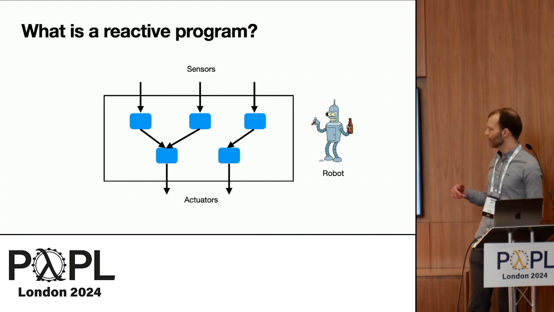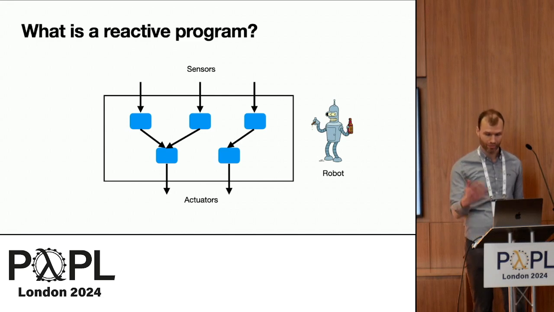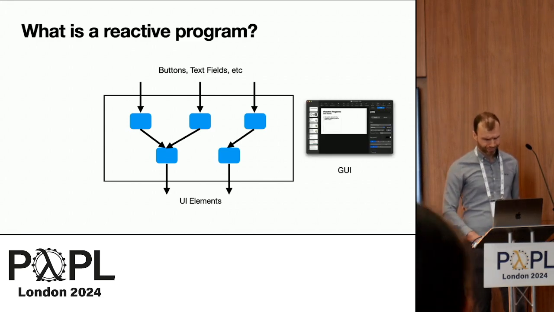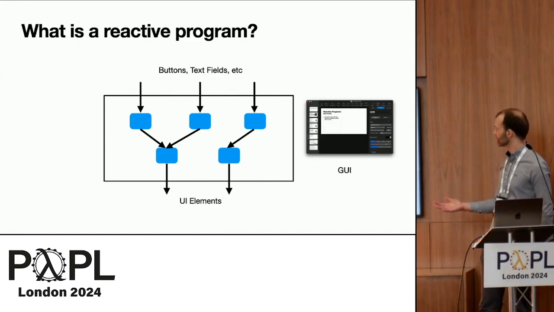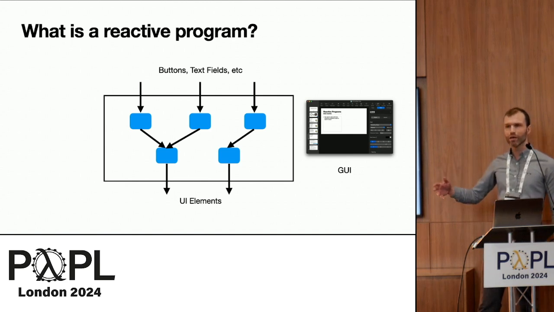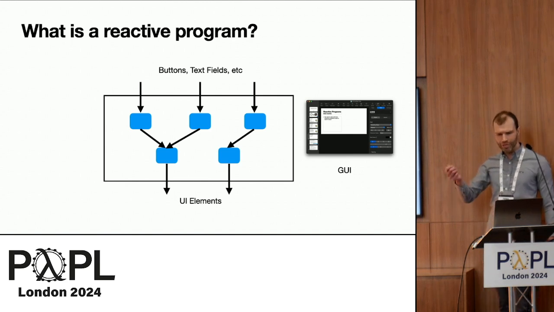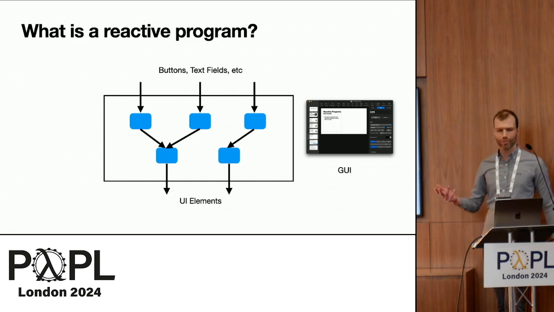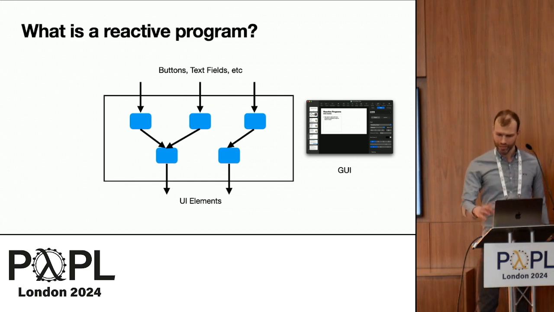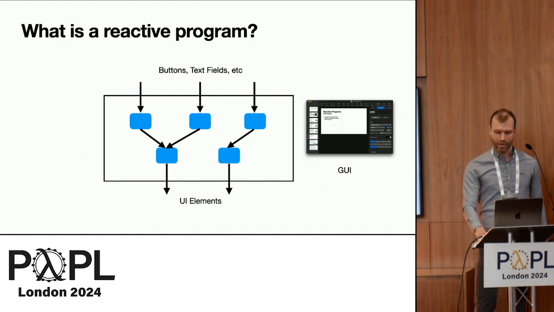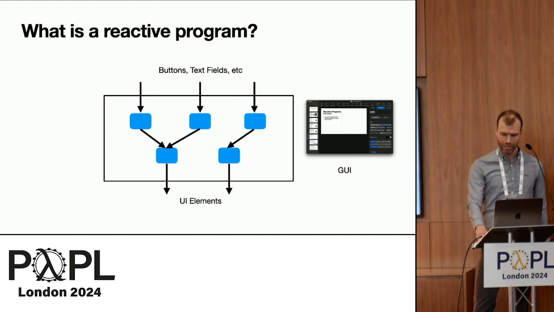Because you get synchronous input from the sensors by some kind of sampling rate. An asynchronous example would be a GUI, where the GUI runs continuously, receives input from the user, and then reacts to those inputs from the user continuously, as the user presses buttons, writes text into text fields, and so on. So this is what you can think of as a reactive program.